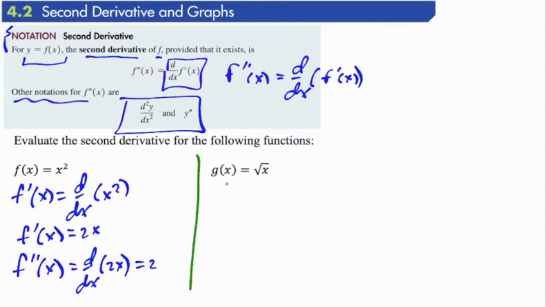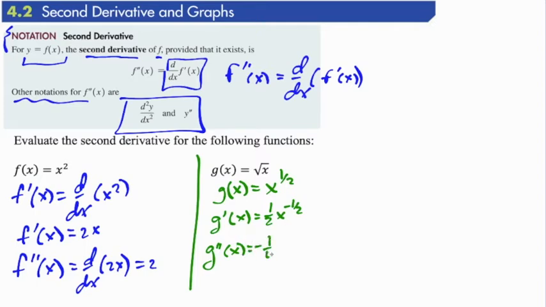We can do this also for g of x, but before we evaluate the derivative of g of x, we rewrite the square root of x as x to the 1/2, so we can use the power rule. Now the first derivative of g is 1/2 x to the negative 1/2 power, and the second derivative of g would be negative 1/4 x to the negative 3/2 power.